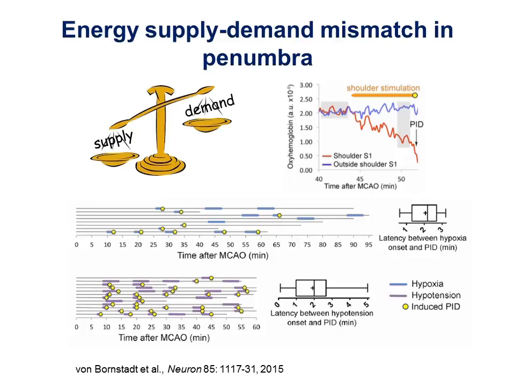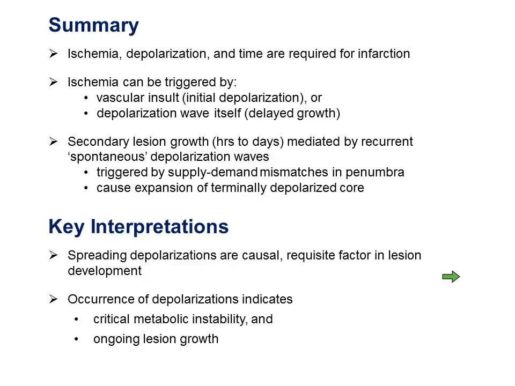So to summarize this section, it seems that there are three components required for infarction: ischemia, depolarization, and time. The ischemic component of that triad can be triggered by one of two things, either an independent vascular insult, such as in the case of an initial depolarization, or it can be triggered by the depolarization wave itself, as occurs in the case of delayed lesion expansion.